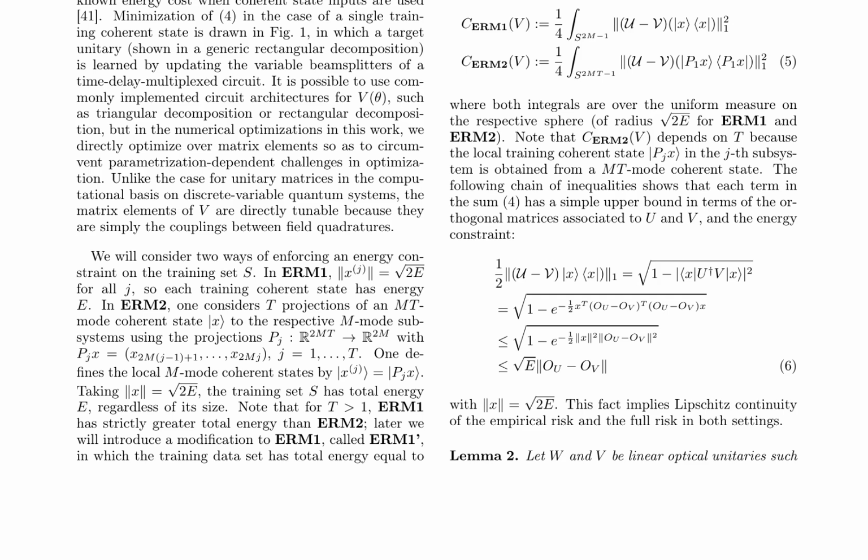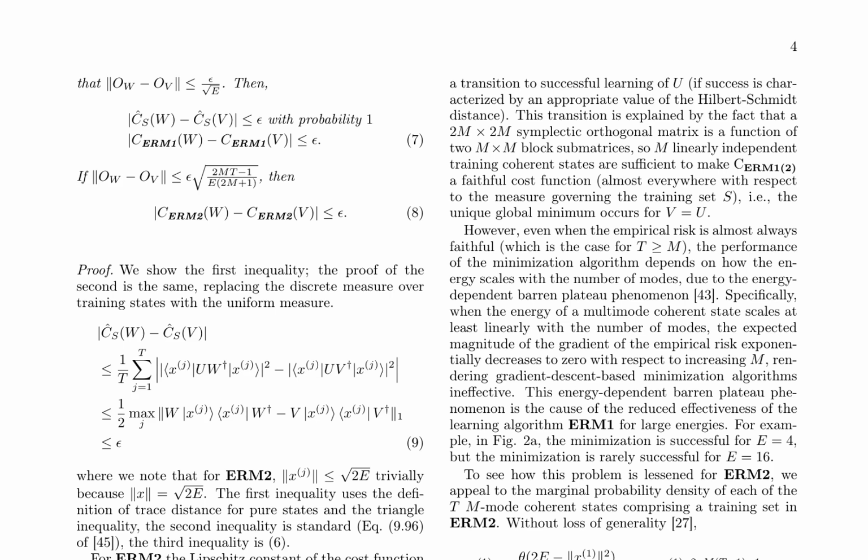This novel approach to variational learning of linear optical unitaries emphasizes the role of energy constraints and the use of time delay multiplexed circuits for empirical risk function calculation, offering a promising avenue for optimizing the learning process in quantum computing and related fields. The authors establish bounds on the difference between the cost functions CERM1 and CERM2, which represent the expected risks of empirical risk minimization algorithms.